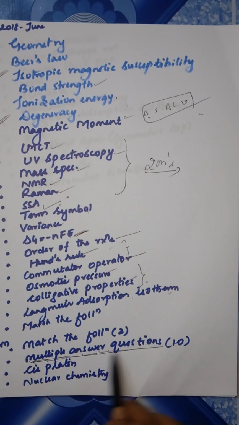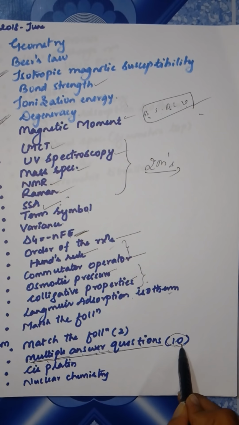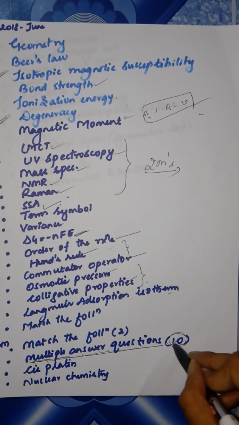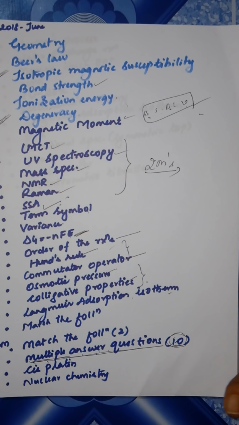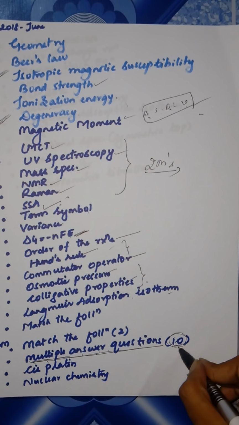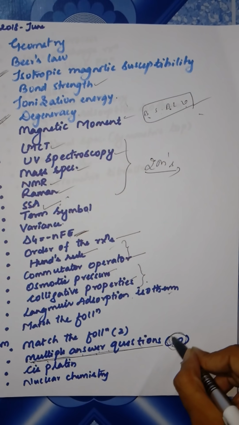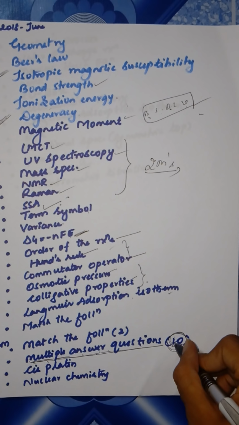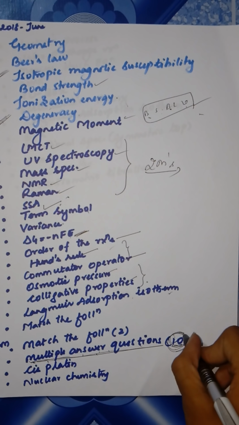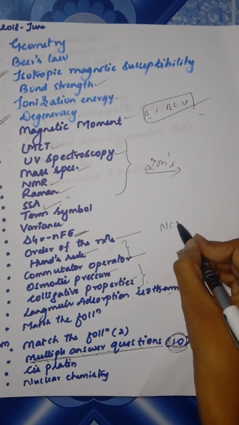So multiple answer questions, 10 questions were there in the 2018 June. Okay, they'll give you a statement and they'll give you multiple answers. You have to say what is right and what is wrong. So these 10 questions, whoever have lost in these questions have not qualified 2018 June. So now what you have to do in the end of your exam is take out your NCERT books.